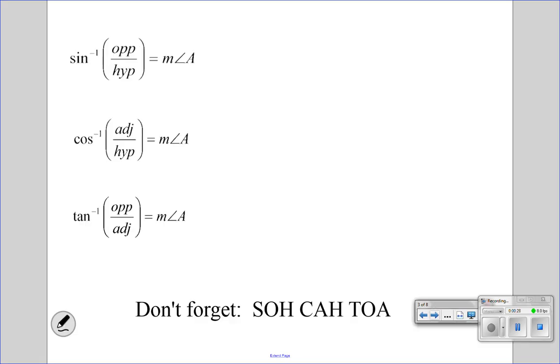The trig functions work the same way. Just like how our sine was opposite over our hypotenuse, to find the measure of an angle, we can use the inverse sine of our opposite over hypotenuse. We can also use inverse cosine of adjacent over hypotenuse, or we can use inverse tangent of opposite over adjacent. And it's just like our friend SOHCAHTOA from before.